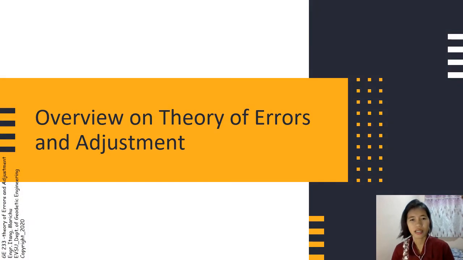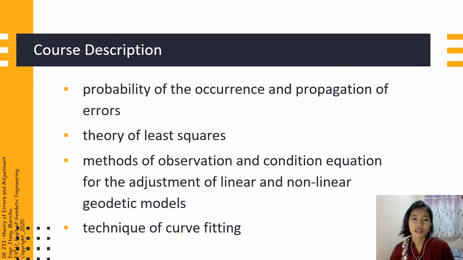So we have here an overview of theory of errors and adjustment. We have the course description. The course encompasses the topics of the probability of occurrence and propagation of error, the theory of least squares, methods of observation and condition equation for adjustment of linear and nonlinear geodetic models, and a technique for curve fitting. For number one, we have here the propagation of errors.